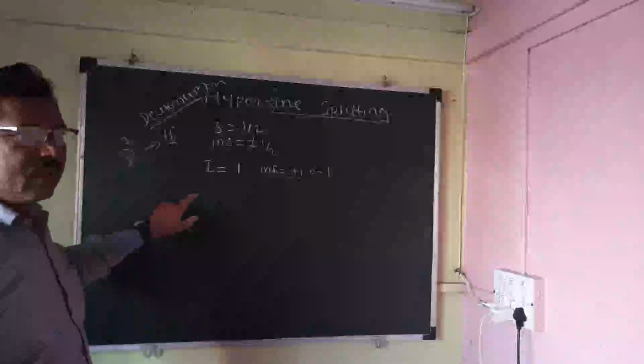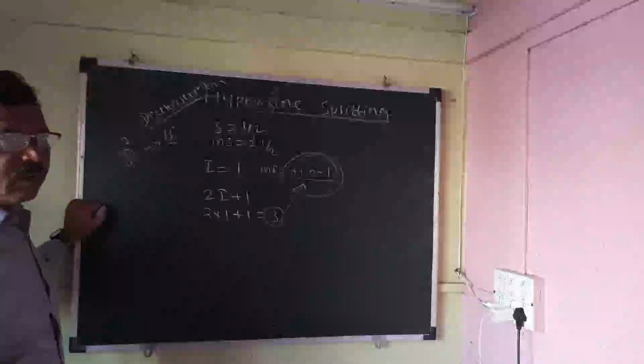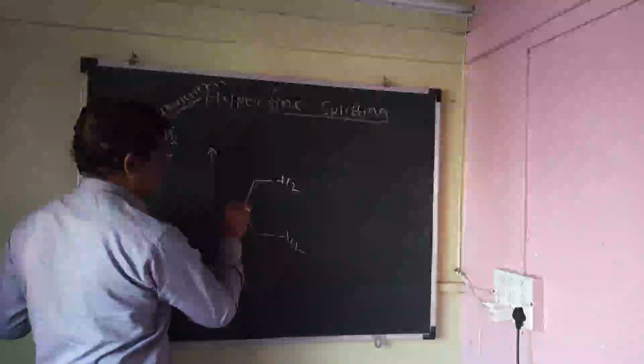In deuterium, the total number of orientations is 2I plus 1. I is equal to 1, that means 2 times 1 plus 1 is equal to 3. That means 3 orientations take place. These 3 orientations interact with the electron spin, which is plus 1/2 and minus 1/2, and each value is split into 3.